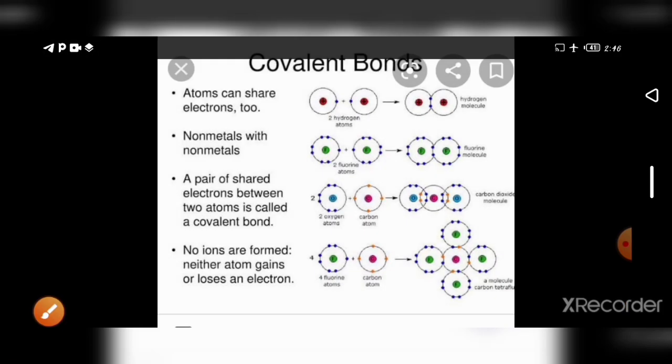Okay, next you see what are the things needed for the covalent bond. Atoms can share electrons, non-metals with non-metals. A pair of shared electrons between two atoms is called a covalent bond. No ions are formed. In an ionic compound, Na plus and Cl minus are formed. Here no ions will be formed. Neither atom gains or loses an electron.